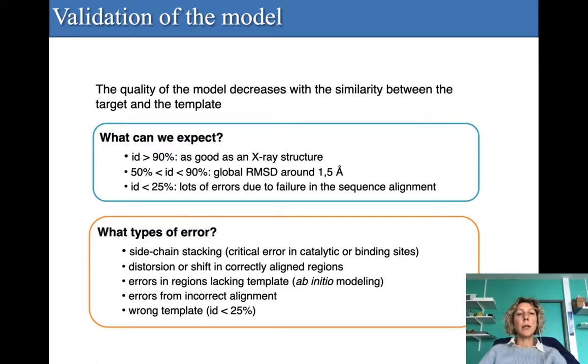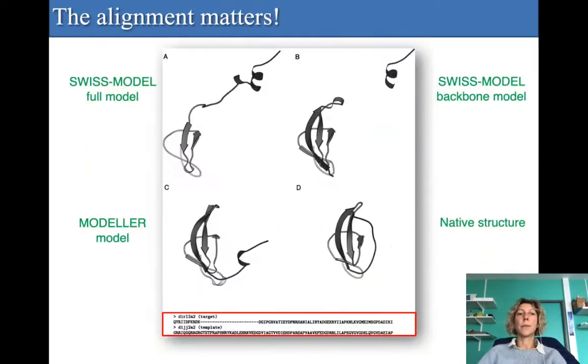So how do we validate the model? What can we expect? Well, if you're above 90%, it's as good as the X-ray structure. If you're between 50 and 90% sequence identity, the RMSD should be around 1.5 angstrom. If we're below 25, lots of errors. Sidechain stacking may be wrong, distortion, shifts in correctly aligned regions, error in regions lacking templates, errors from incorrect alignments, or just the wrong template, so not even the same fold.